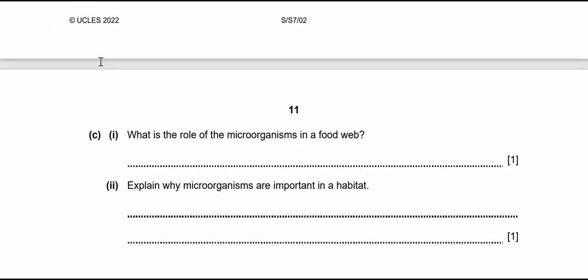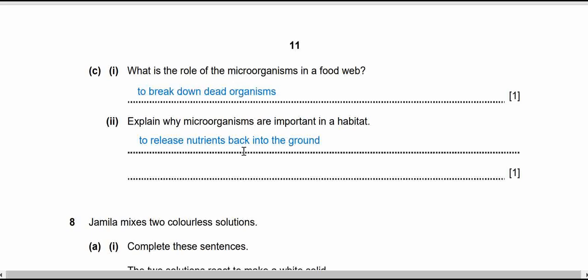Next, let's move on. Question 7C says, part 1, what is the role of the microorganism in a food web? Write down your answer, 10 seconds. Okay, time up, guys, so let's check out the answer. So to break down dead organisms. Microorganisms are important in a habitat to release nutrients back into the ground.